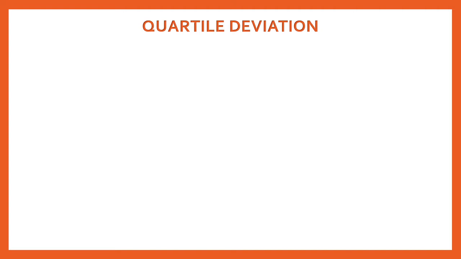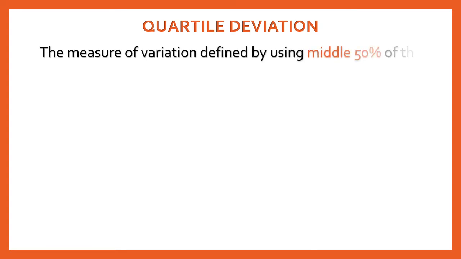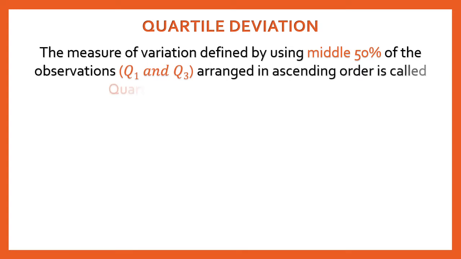Now we have to calculate this deviation. This deviation is the measure of variation which is defined by using the middle 50% of the observations. When I talk about the middle 50%, it means Q1 to Q3 arranged in ascending order is called quartile deviation. It is denoted by QD: Q, that is quartile, and small d, that is deviation. So what we are going to use in the calculation of this measure of dispersion is the first and the third quartiles. The first and the third quartiles are the two extremes of the quartiles, the first being the first 25%, the second being the last 25%, and we are going to use them to calculate the dispersion of the data.